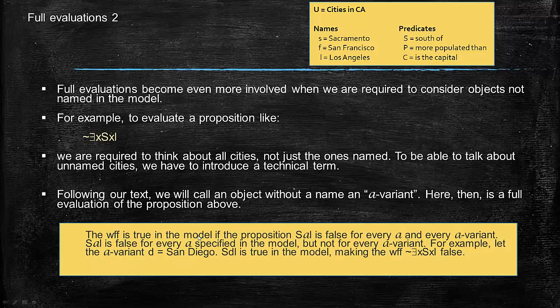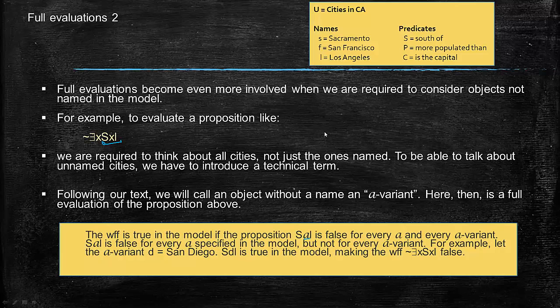So what does it say? It says the wolf is true in the model if the proposition SAL, A being the metalinguistic A, referring to anything whatsoever in the model, SAL is false for every A, and also every A variant, which we just defined. Okay, why false? Well, look at the negation, right? This says it's not the case that there exists an X such that X is to the south of Los Angeles. So what this is saying is that for any name that we put in for this expression, any A that we put in for the X, that has to be false in order for this whole statement to be true, right? So that's just the nature of the negation, right?